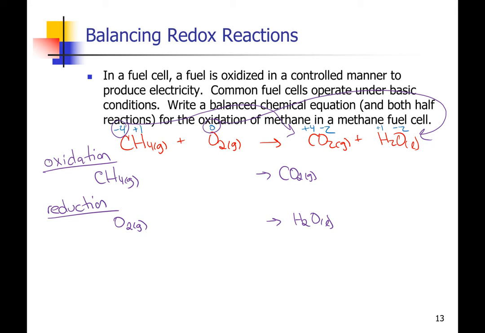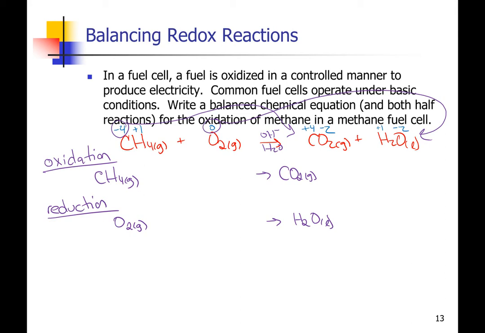Fuel cells typically operate under basic conditions, so we will balance initially under acidic conditions, but then convert to basic conditions. Because we have hydroxide and water available to us, we don't have significant amounts of solvated protons available to us.